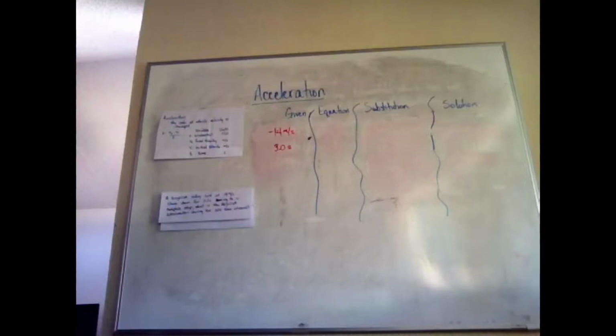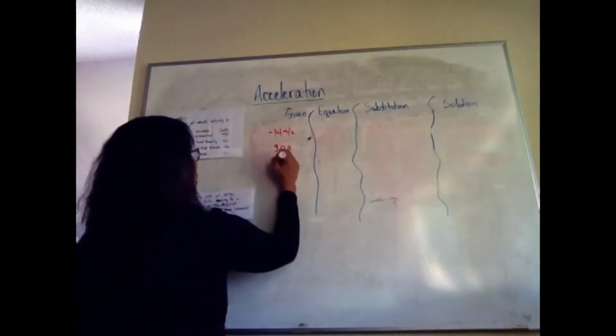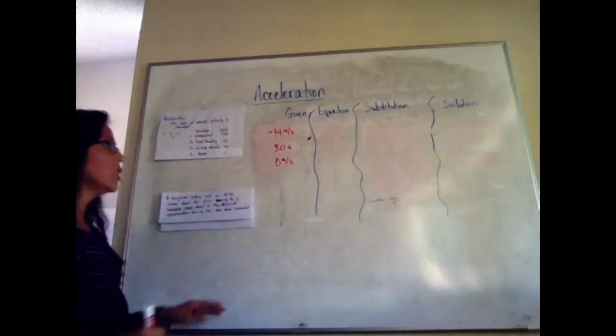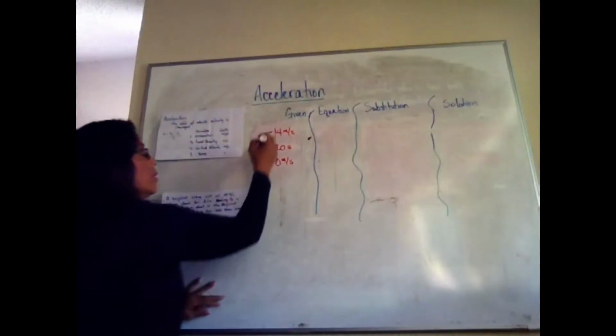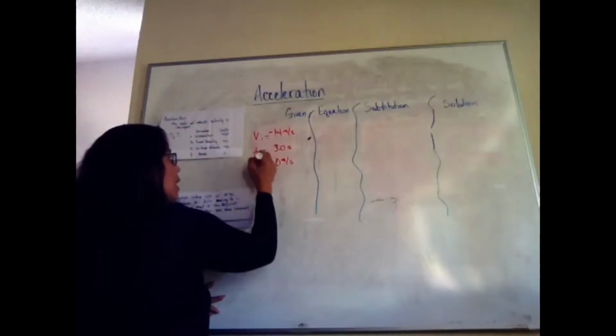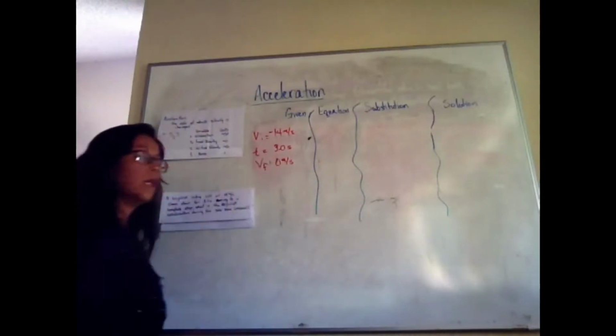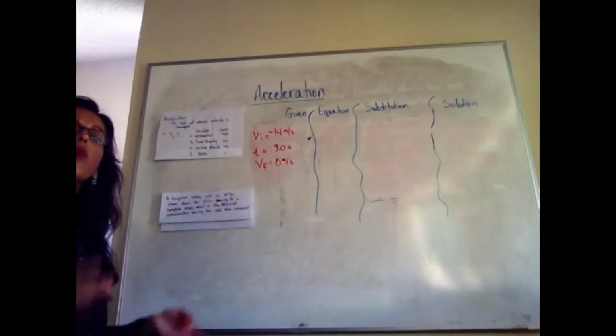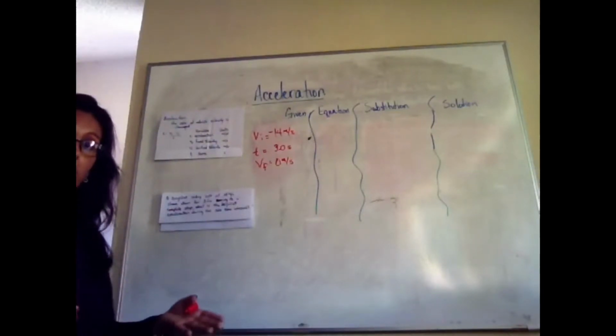The stop is actually a number. That is 0. If you're not moving, you're at 0 meters per second. So if he starts at negative 14, that is the initial velocity. His time is 3 seconds, and his final velocity is 0 meters per second. Remember, with velocity, we can have 0.